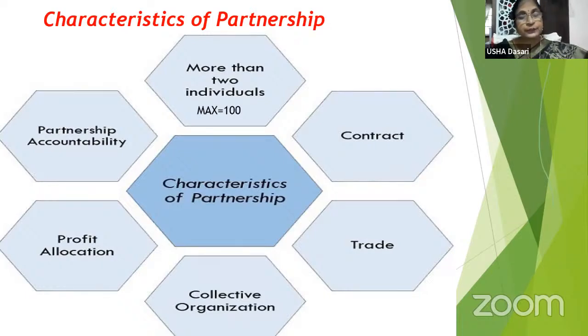So the first characteristic feature is that more than two individuals should form into partnership. Secondly, contract. Contract means contractual relation. The persons joining the partnership should enter into a contract for running the business. That means, according to the Partnership Act 1932, the relation of the partnership arises from the contract and not from the status.